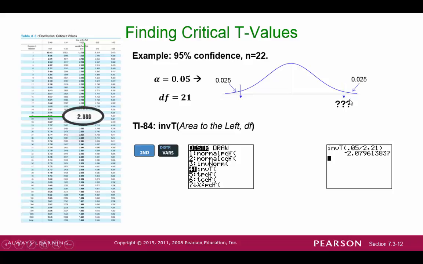So alpha is 0.05, we divide that by 2, and then we got 0.025. Now notice that this is the area to the left, and so this calculation gives us a negative 2.0796. So using symmetry, we'll just take a look at the positive side of that, and then we round out to 3 decimal places, and we get the same value as we got in the table, which is 2.080.